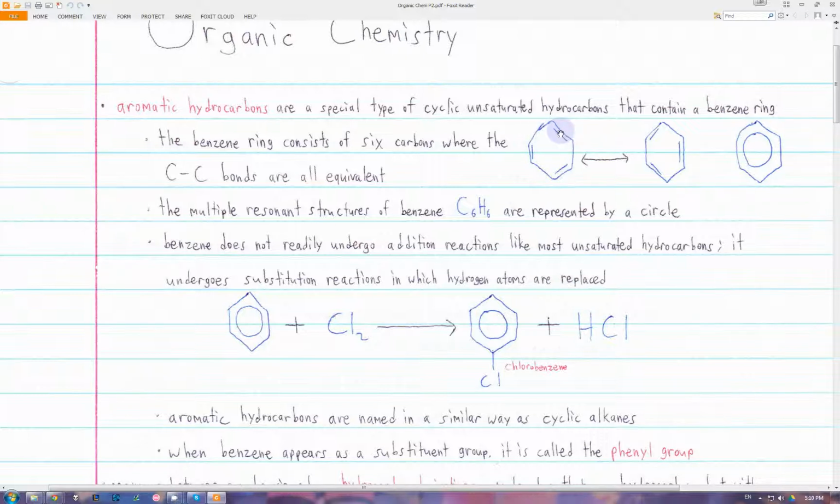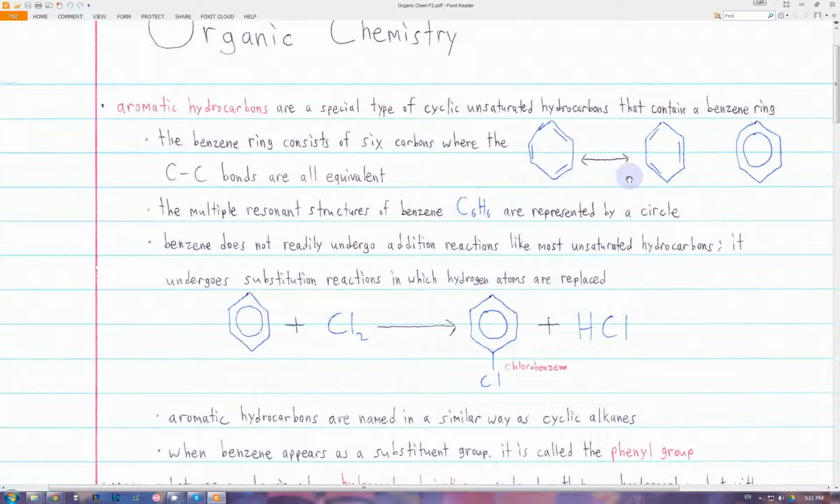And if you were to draw out the structure, it would seem like there are alternating single and double bonds within this ring. However, it turns out that there are many resonant structures of benzene. And so remember, when we have resonant structures, the actual molecule is just an average of all the resonant structures. So in the actual benzene molecule, we don't have alternating single and double bonds. It turns out that all 6 of these carbon-carbon bonds are equivalent. So each bond is somewhere in between a single and double bond.